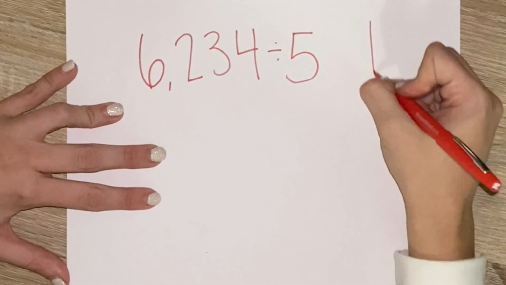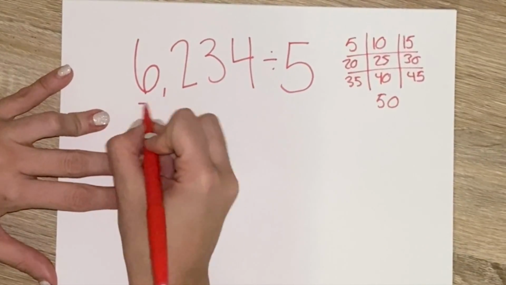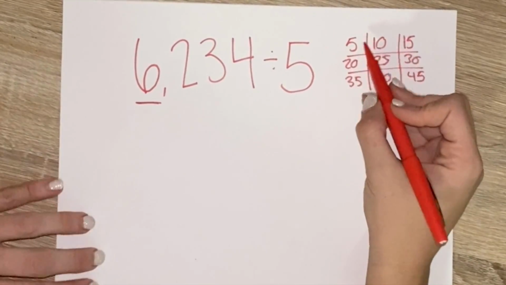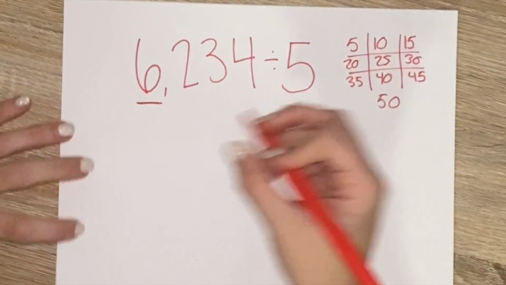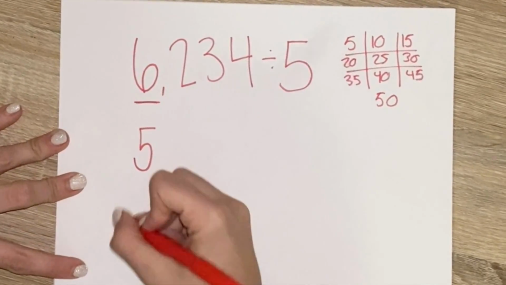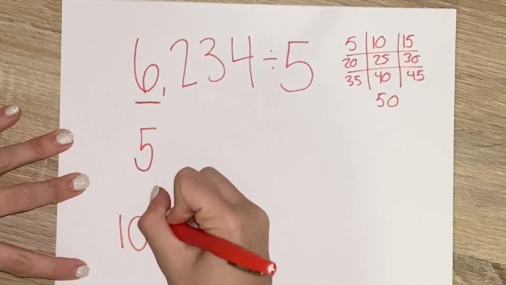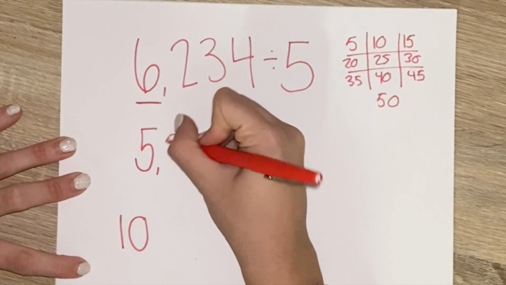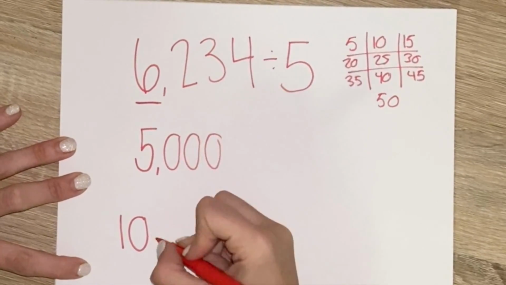6,234 divided by 5. So I'm going to look at this first digit. This first digit, 6, is in between 2 multiples of 5. So I'm going to write down those 2 multiples. So 6 is in between 5 and 10. So I'm going to replace this 6 with a 5. And then I'm going to replace it with the 10. And then there's 3 digits after the 6. So I'm going to put 3 zeros after each.